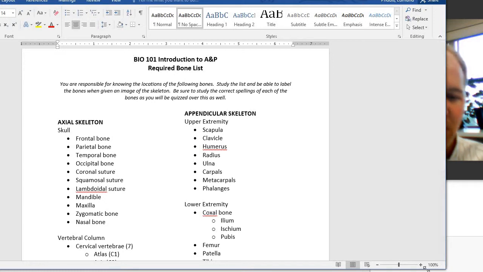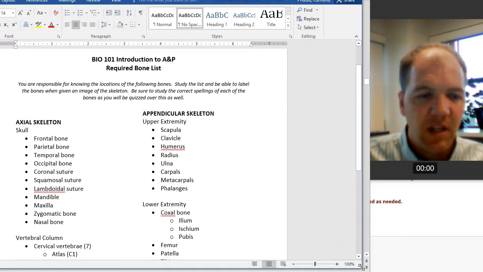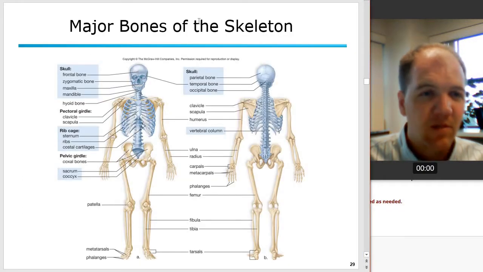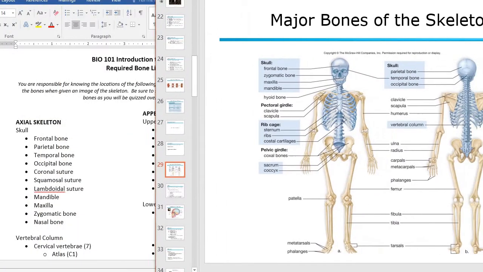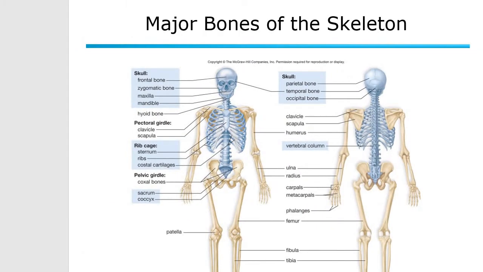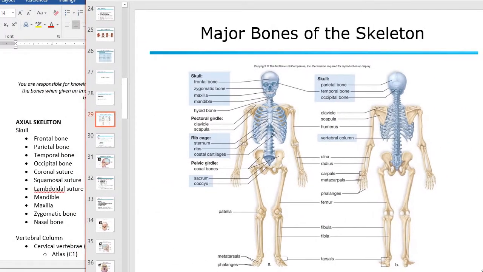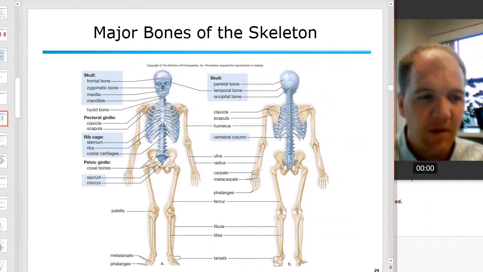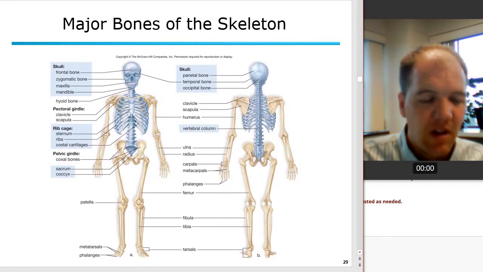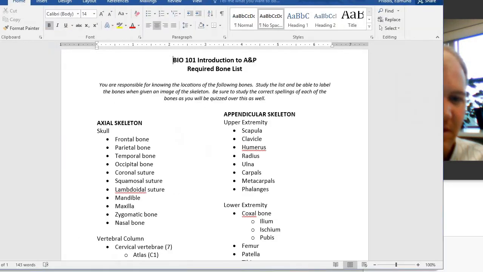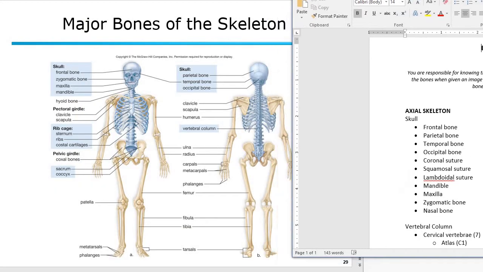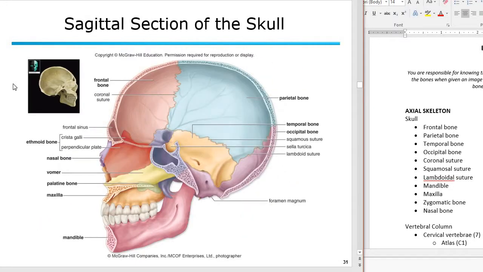The first bones listed are the bones found in the skull. So we're going to try to do this simultaneously: we'll have a picture over here, and the list of bones over here, so we'll see both at the same time, hopefully. Okay, let's drop down here and look at the skull. There's a number of bones in the skull, and you're going to have to know a number of them for the test. Let's look at this picture here.